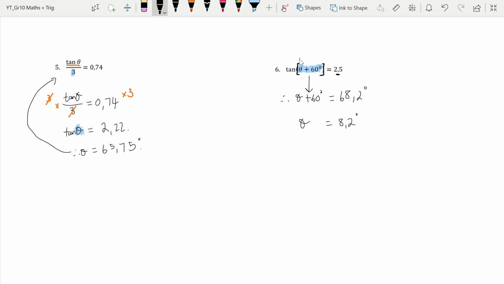Now do you see when we plug that in there, we get to 68.2, and then when you put into your calculator tan 68.2, it does give you 2.5. All right, so take note, with the angle, we leave it alone.